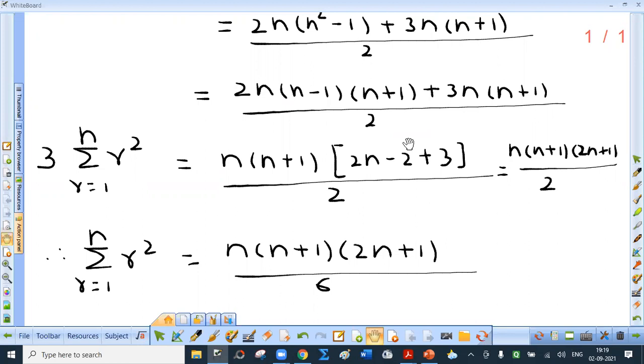One student is asking, why can't we use the shortcut method in this case as in the previous case? See, in the previous case, numbers were in AP. A ready-made formula is there to find the sum of the first n terms. Here, 1 square is 1, 2 square is 4, 3 square is 9. 1, 4, 9, 16 are neither in AP nor in GP. So there is no ready-made formula. And therefore, we use this method.